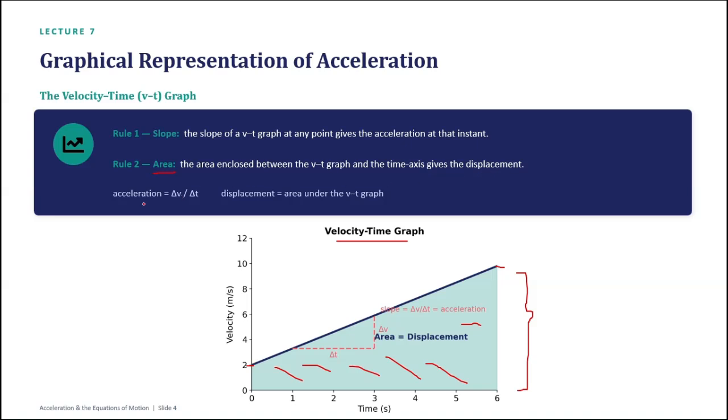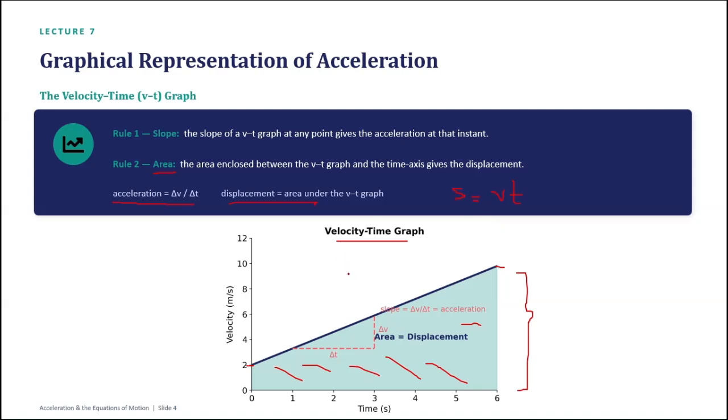So the slope gives us the acceleration. The slope of the velocity time graph gives us acceleration, while the area under this graph gives us the displacement. Displacement can be written as S is equal to velocity multiplied by time t, where S shows displacement.